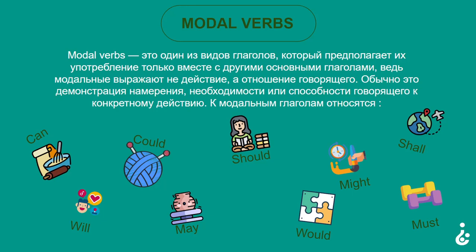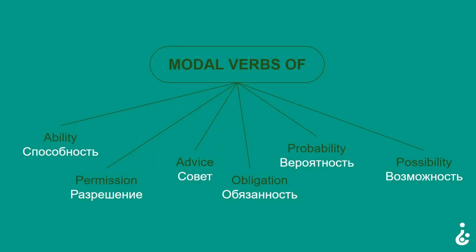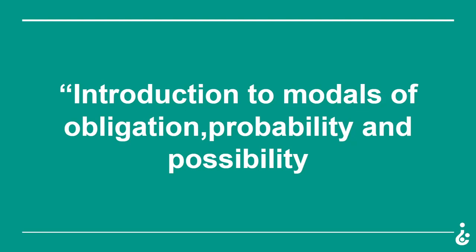К модальным глаголам обычно относятся can, will, could, may, should, would, might, shall, must. Modal verbs of ability – способность, permission – разрешение, advice – совет, obligation – обязанность, probability – вероятность, possibility – возможность. Introduction to the modals of obligation, probability and possibility.